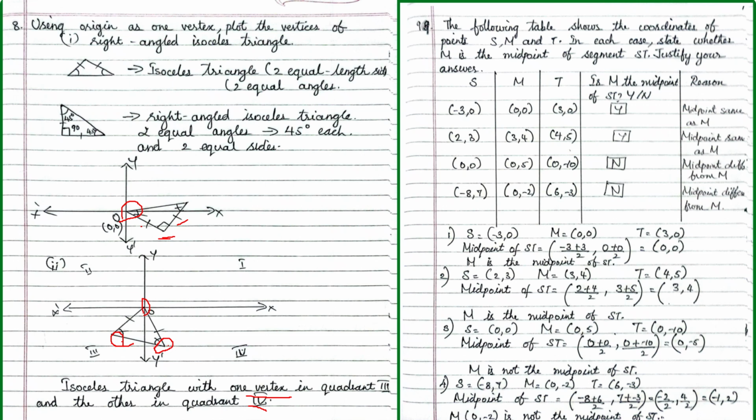Now, for the second sum, for the given coordinates, once again just substitute the values and find the midpoint of ST as 3, 4. Check the value of this 3, 4. If it is the value of M, it satisfies the condition. So M is the midpoint of the line segment ST for sum number 2. If you look at sum numbers 3 and 4, the same concept of the midpoint of ST will not be equal to the value of M given for that particular segment. So we can infer that it cannot be the midpoint of the line segment.